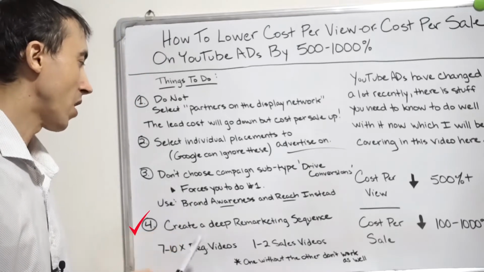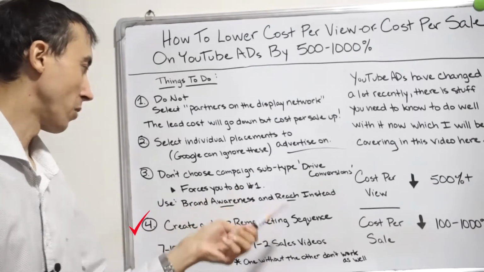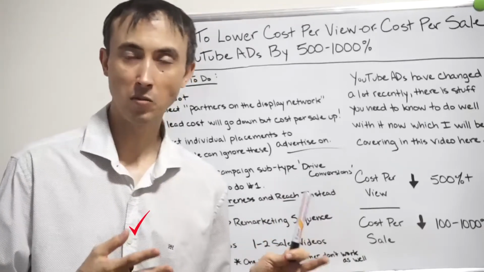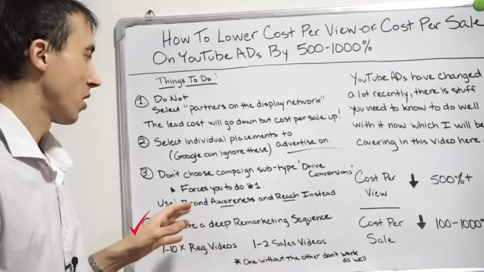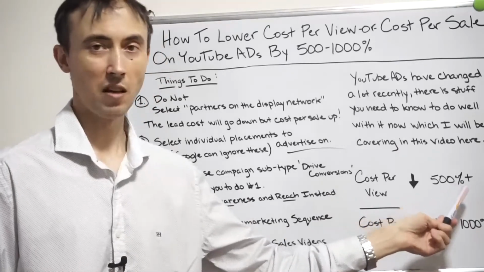And moving on to number 4 here, create a deep remarketing sequence, to update what you may be doing as far as your ad strategy itself. This is where the cost per view reduction comes in.